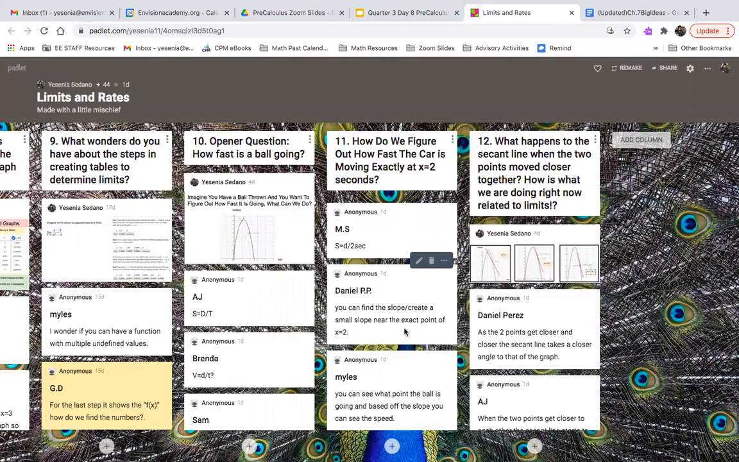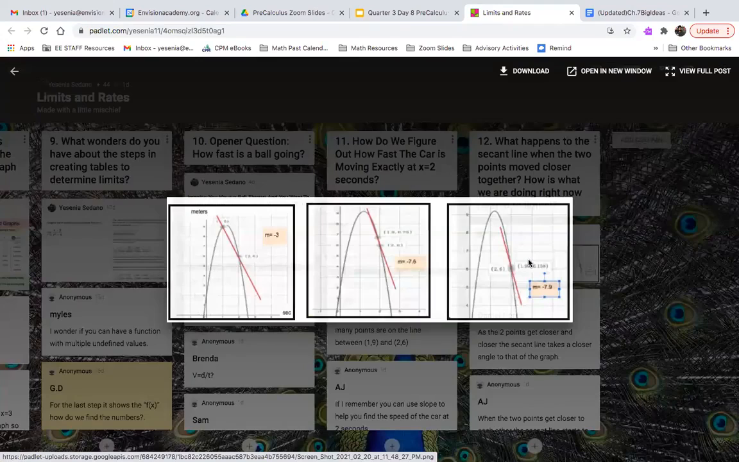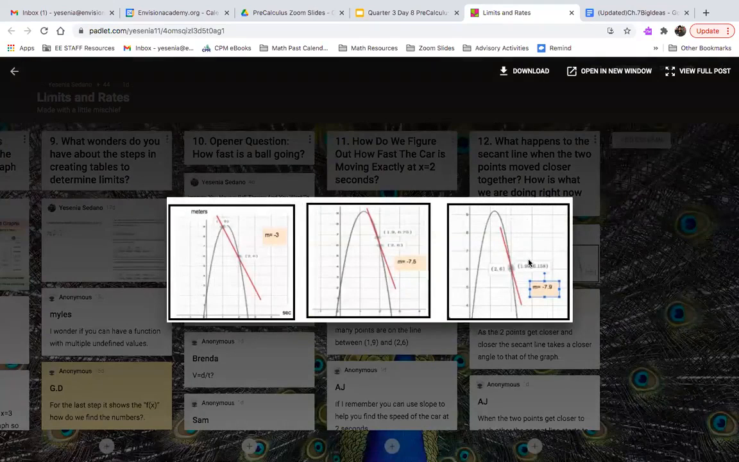The key idea here is yes, we're using slope, we're using distance over time. Those are synonymous to find the speed or velocity of a moving object. The next thing is we talked about how we can approximate the instant rate of change. So our goal was we tried to find how fast this ball, because this was a ball being thrown, how fast the ball was going at exactly 2 seconds.